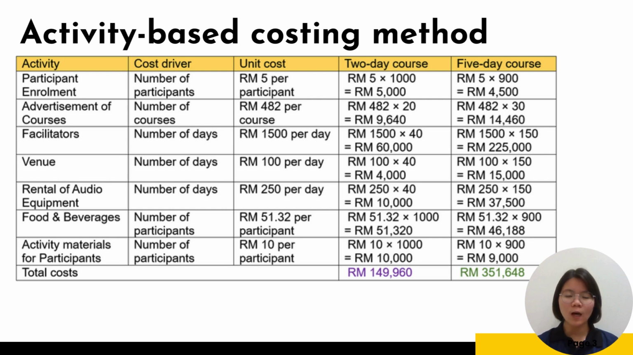The first one is how Gamelan company can implement the ABC costing method. In order to do that, Gamelan company should identify the cost driver and calculate the activity rate for each activity first. Then it can assign cost to both courses by multiplying the cost driver rate with the volume of cost driver units consumed by each course.